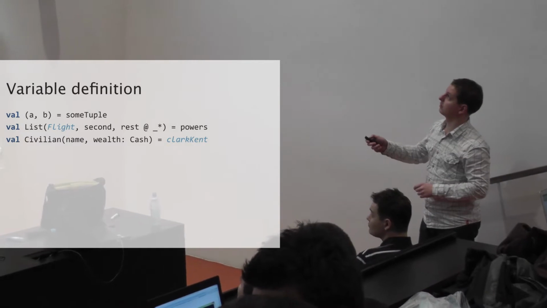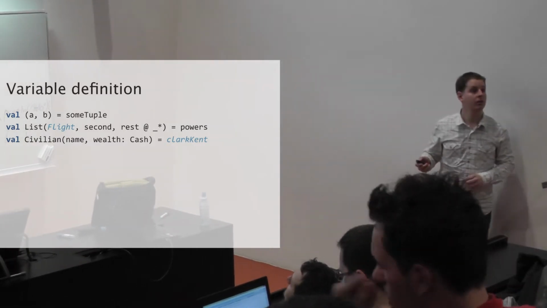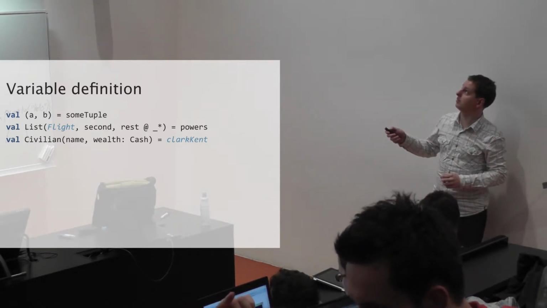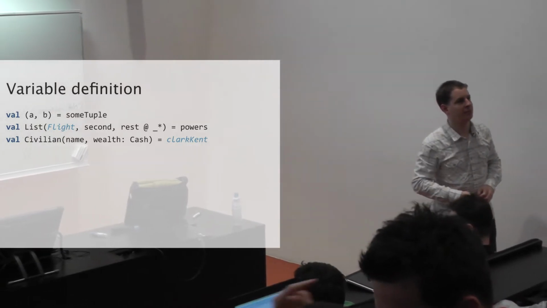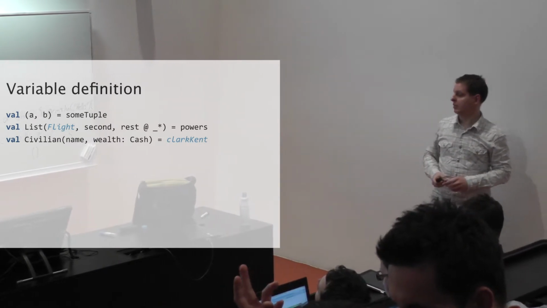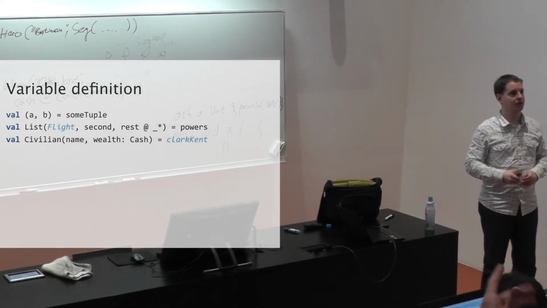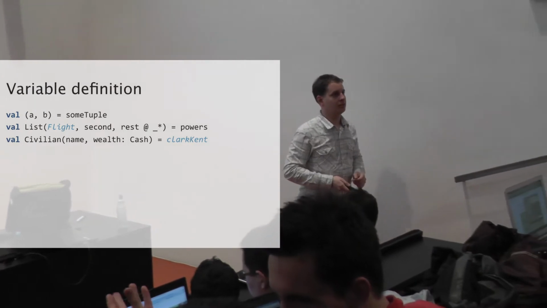And here again is a constructor pattern. So it will not match a civilian whose wealth is a fortune, which is a different type from cash. There's a type pattern inside. So as you can see, you may use pattern matching also in variable definitions, and it will save you some unneeded code.